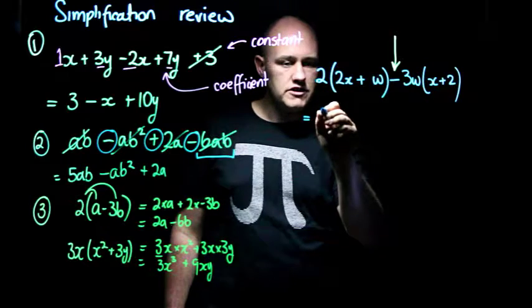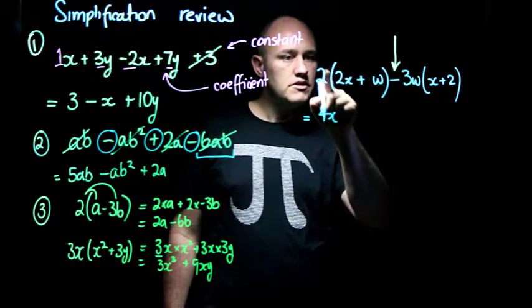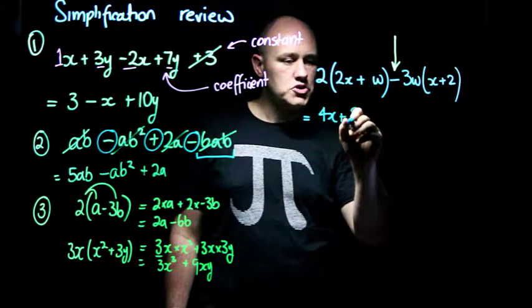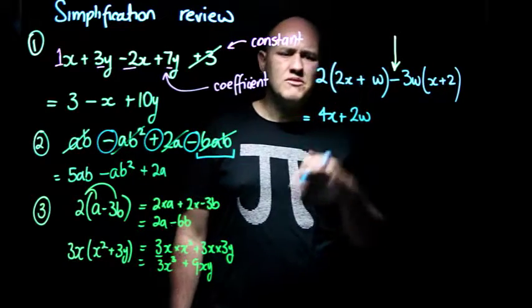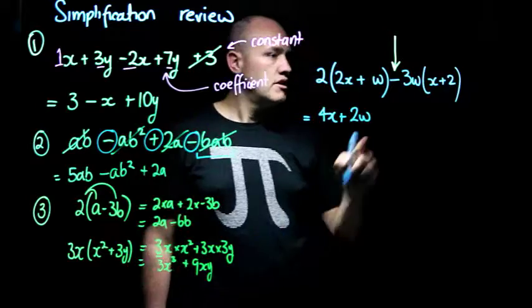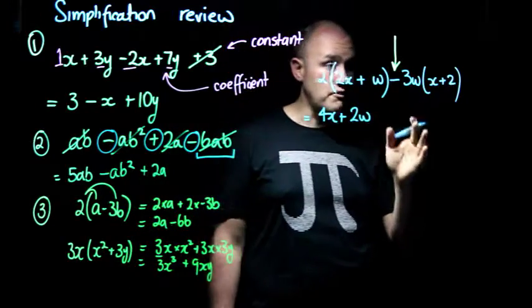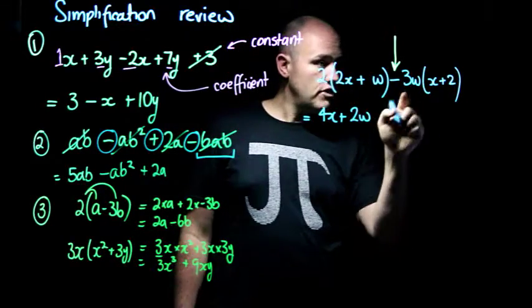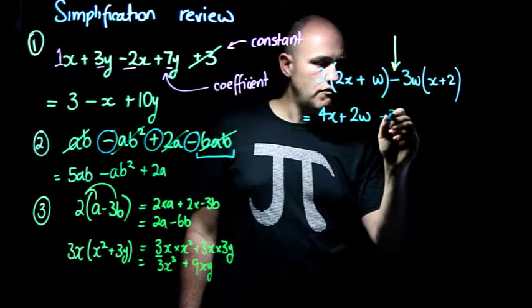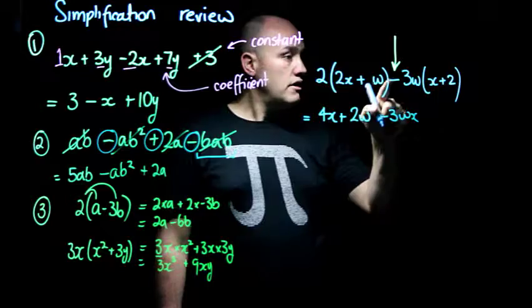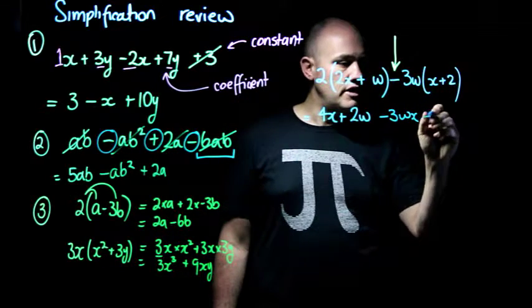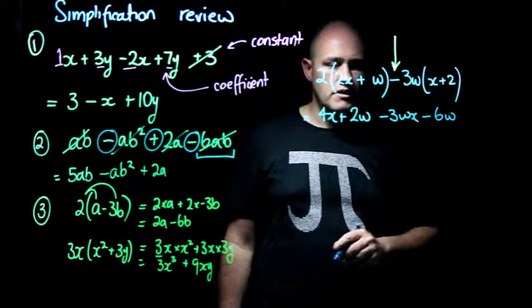2 times 2x gives me that 4x. 2 times w gives me plus 2w. We want you to show full working, but when it comes to those really simple steps, you can go straight to this. But you'll notice I'm not going to simplify yet. Over here I've got negative 3w times x gives me negative 3wx, wx in alphabetical order. Negative 3w times 2 gives me negative 6w.